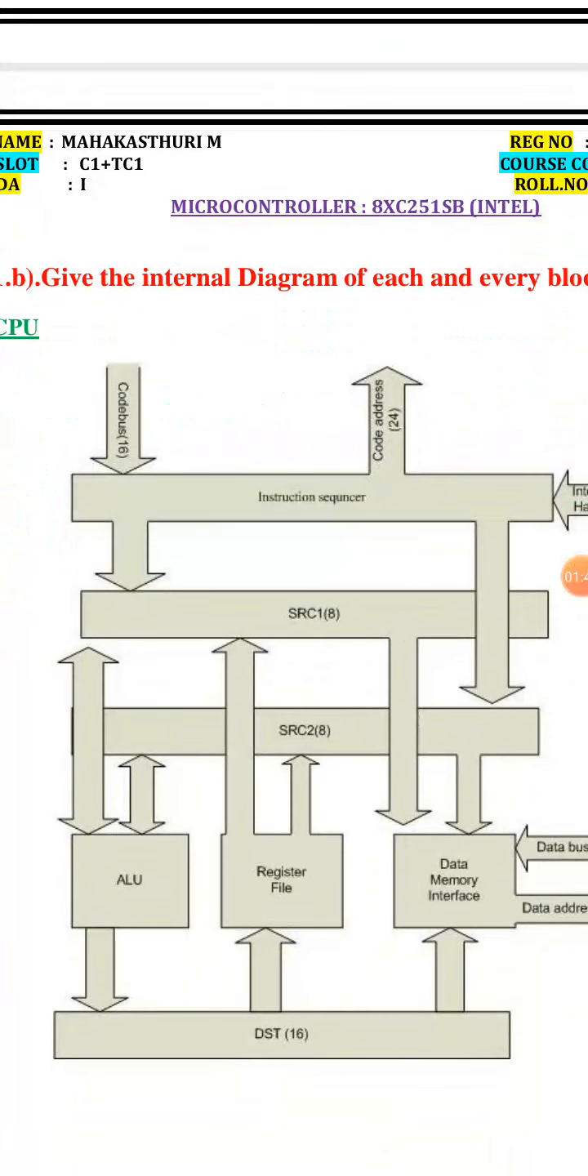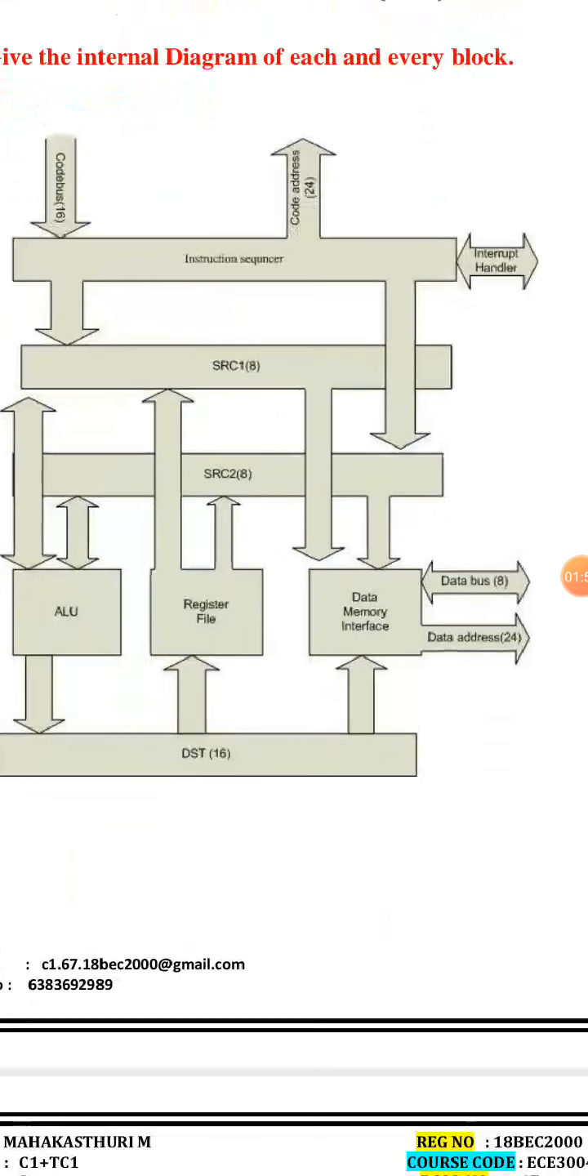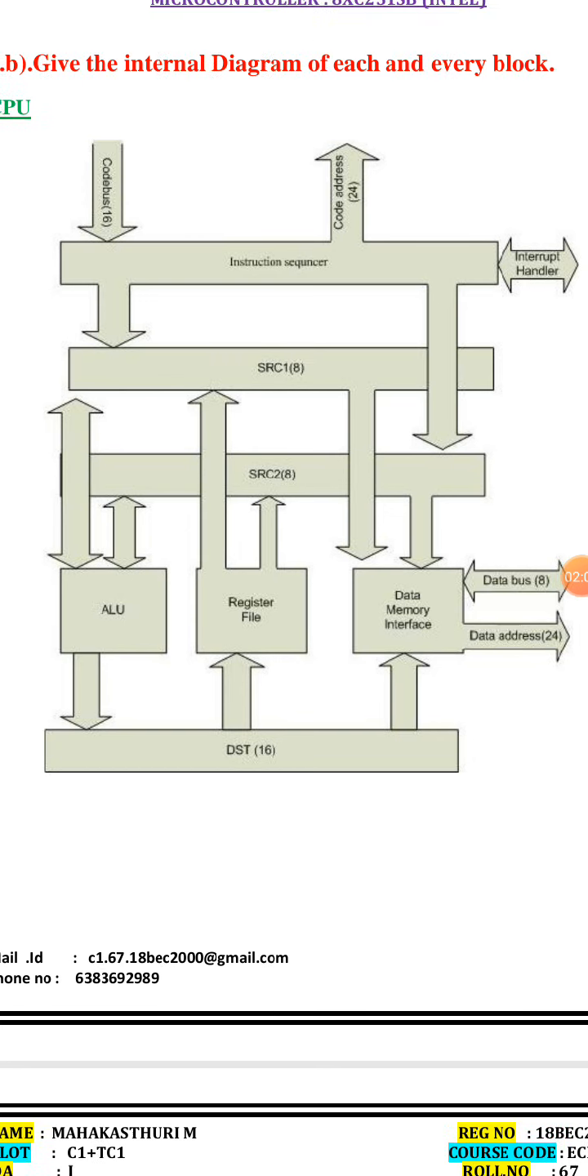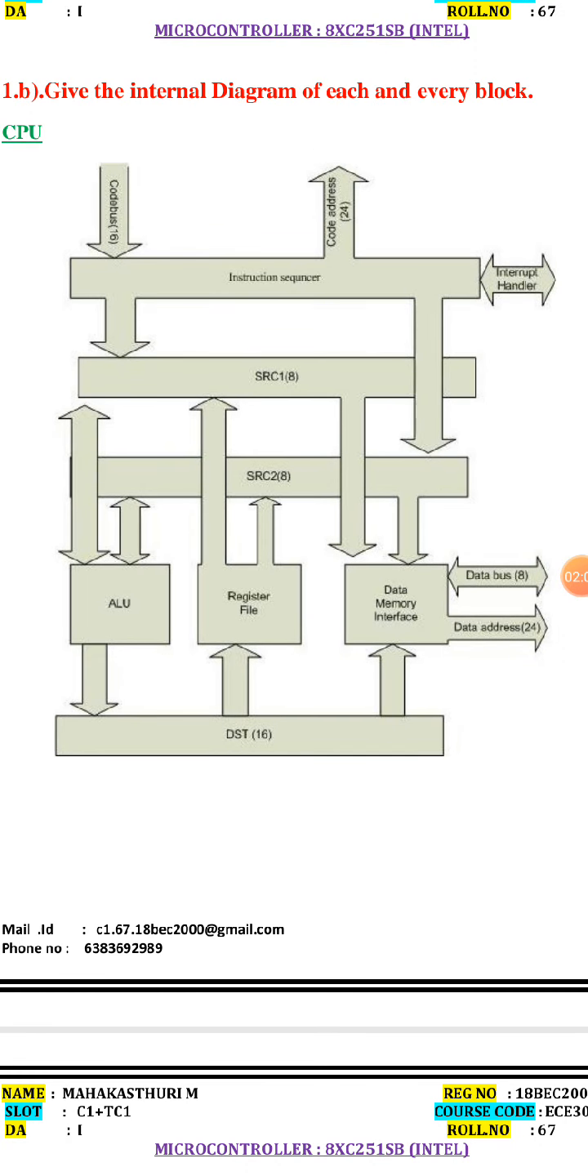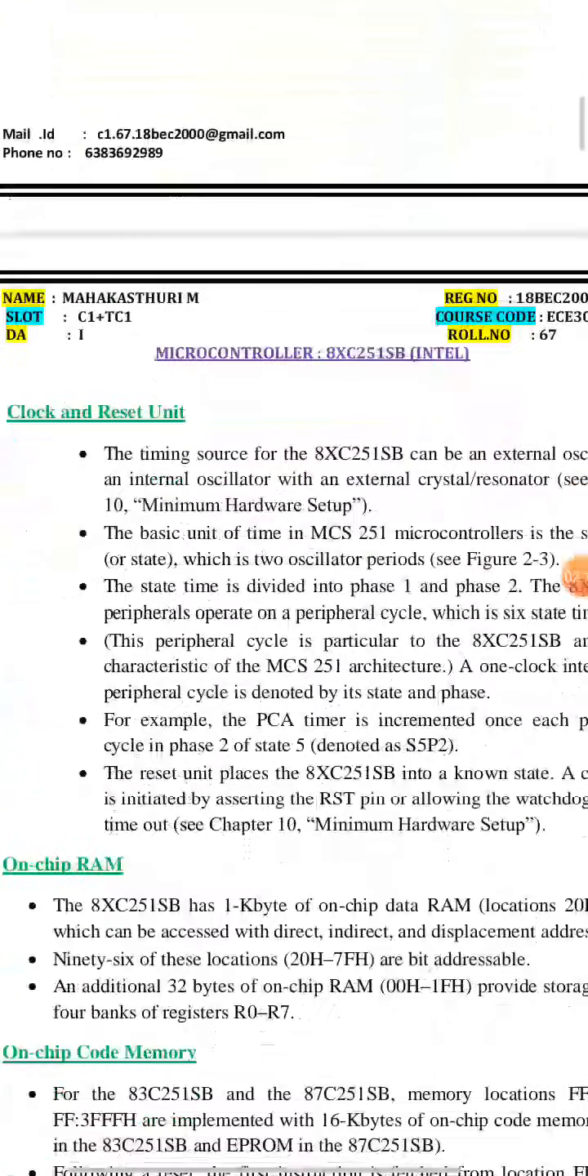The second one is to give the internal diagram of each and every block. The CPU, central processor unit. This is the block diagram of the CPU. The CPU contains DST, ALU, register file, data memory interface, SRC2, and the instruction sequencer. This is the block diagram. Here also I used the same tool, draw.io. I think you can understand.